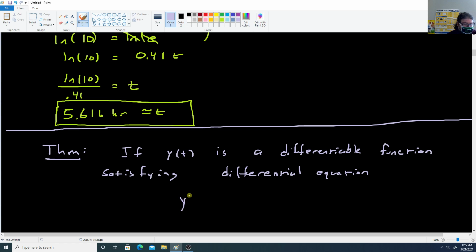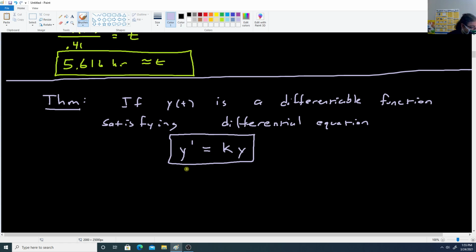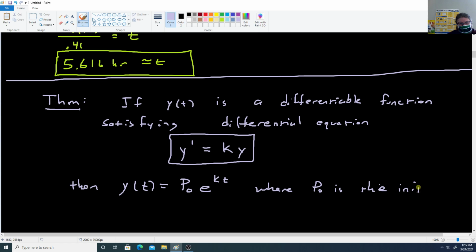And the differential equation they give us is y prime equals k times y. So if you are a y value that satisfies this equation right here, then the function has to have the following form. Y of t equals p naught e to the kt, where p naught is the initial value. p naught equals y evaluated at 0.